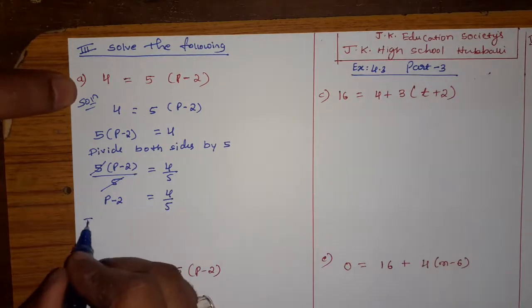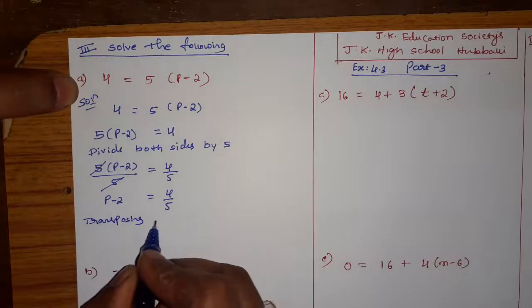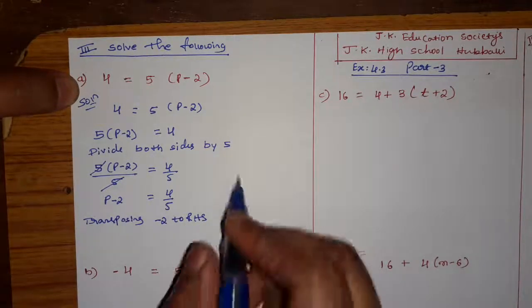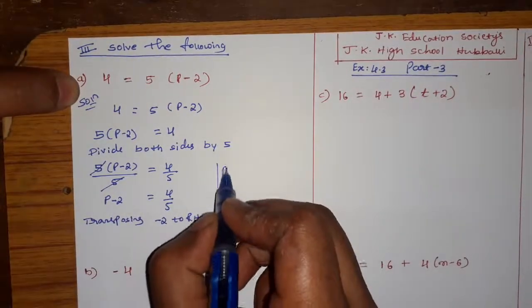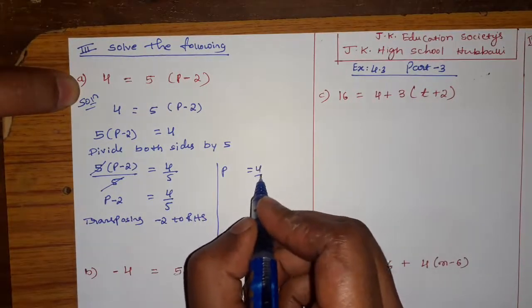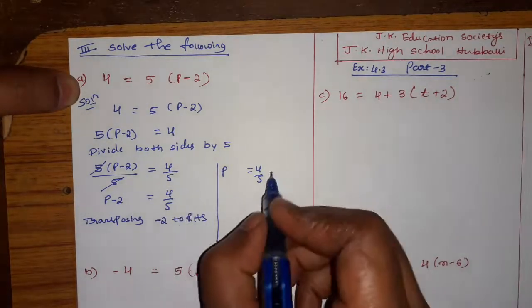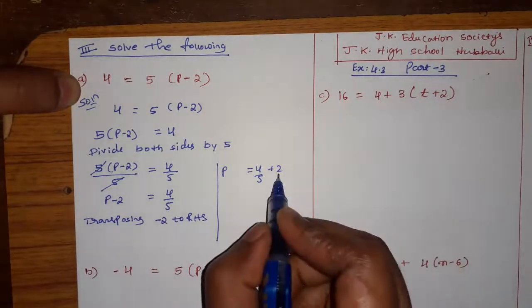Transposing minus 2 to RHS. Okay, minus 2 to RHS. Next, what will it become? P equals 4 by 5. This minus 2 will go to the RHS, it will become plus 2. 2 means what? It has a denominator 1.